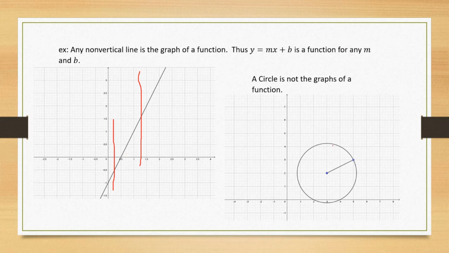Circles, however, that's a different story. Yes, there are vertical lines like this one that won't intersect the graph. But watch this. Uh-oh. This fails the vertical line test. You have a vertical line here that intersects the graph more than once. So unfortunately, the circle here does fail the vertical line test.